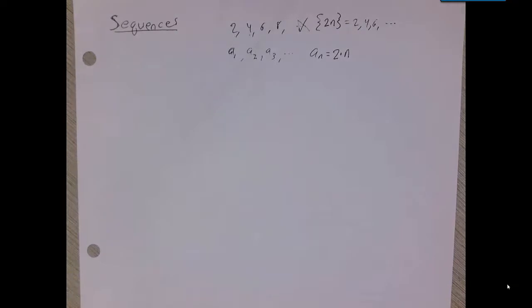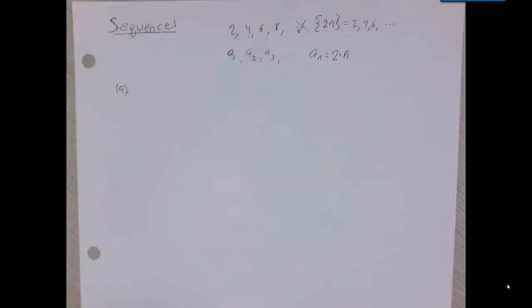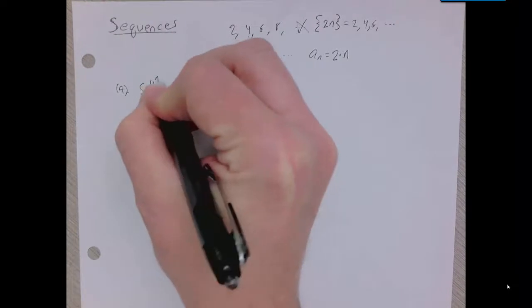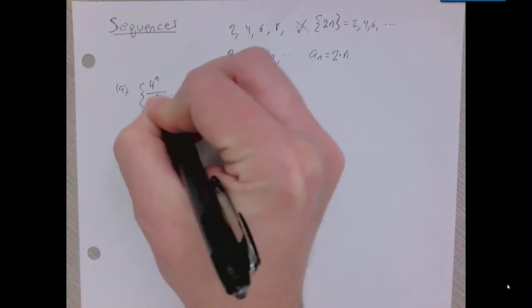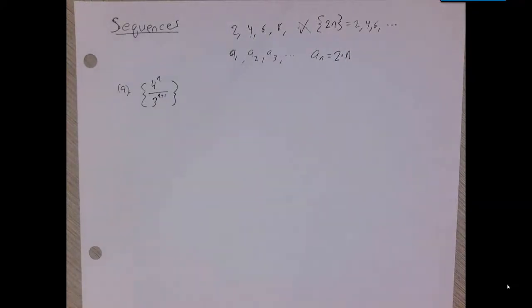Okay, so let's look at some examples. This is just to kind of practice the notation. So let's say that I have a sequence whose nth term is defined by 4 to the n over 3 to the n plus 1. Just to make sure you understand, try right now to write the first 5 terms in this sequence. Pause the video. Give it a quick think.